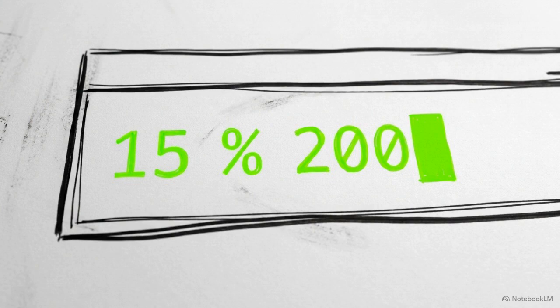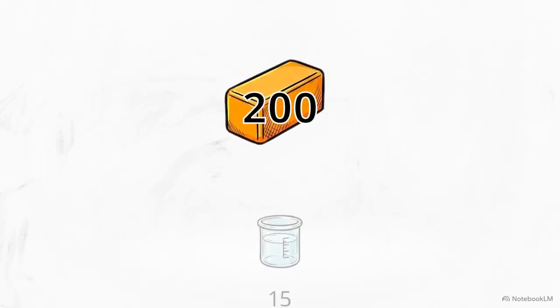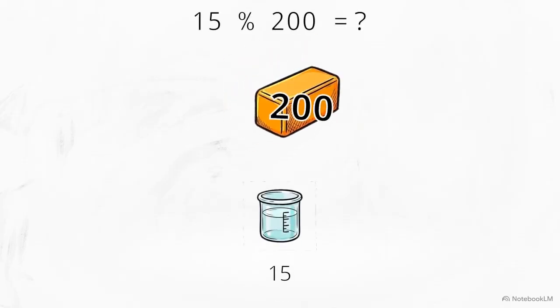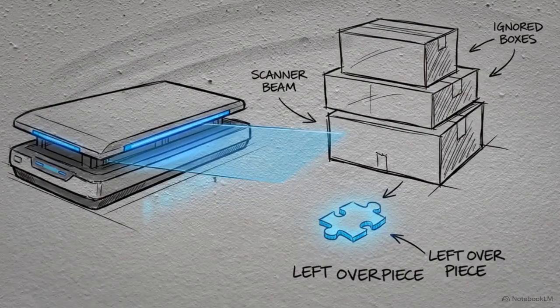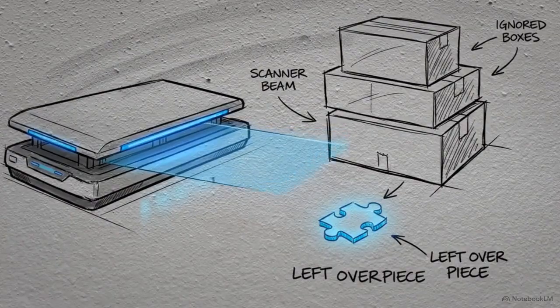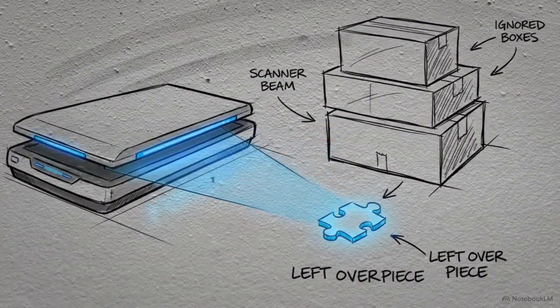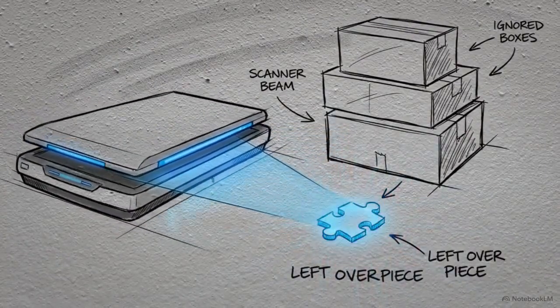Let's try 15 percent sign 200. We try to fit a group of 200 into a space that only holds 15. It doesn't fit at all, not even once. That means the entire block of 15 is left over. The answer is 15. In this environment, the symbol has a completely different identity. It isn't looking for fractions, it's a scanner searching for leftovers.